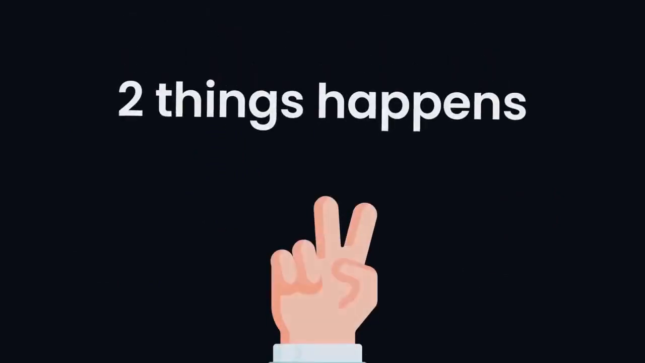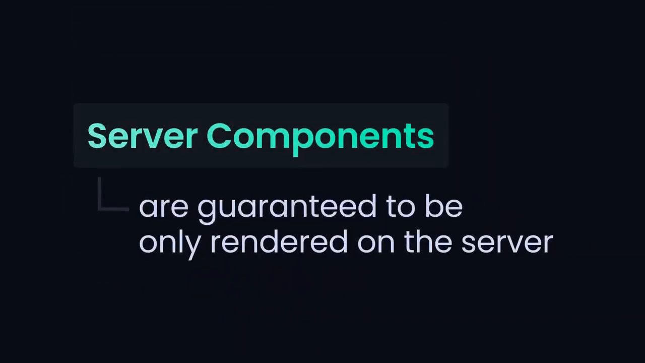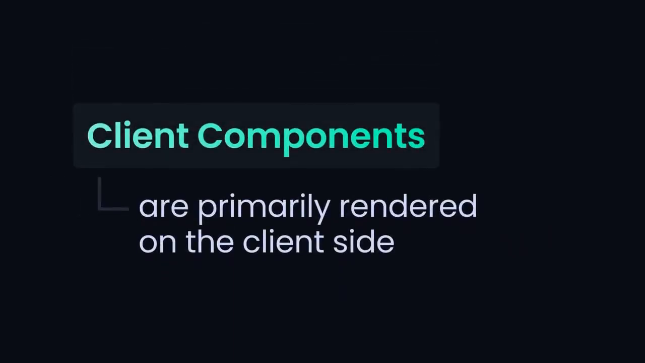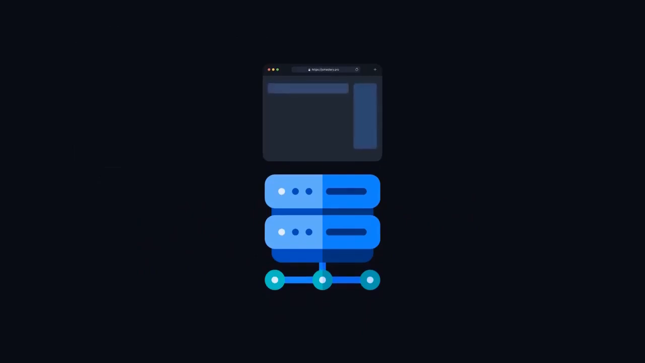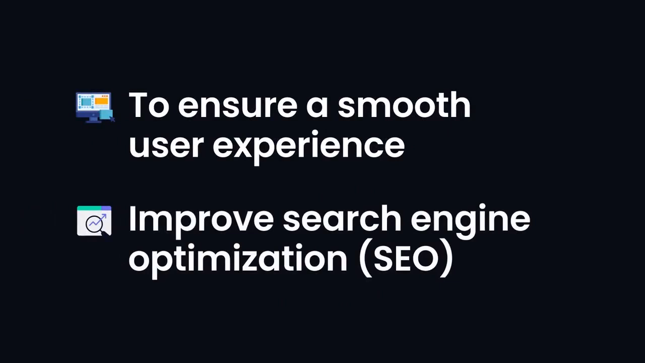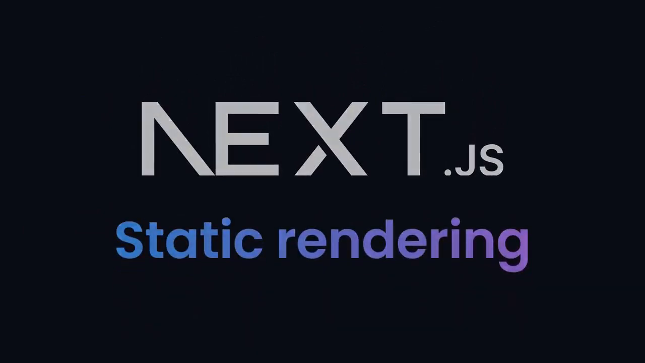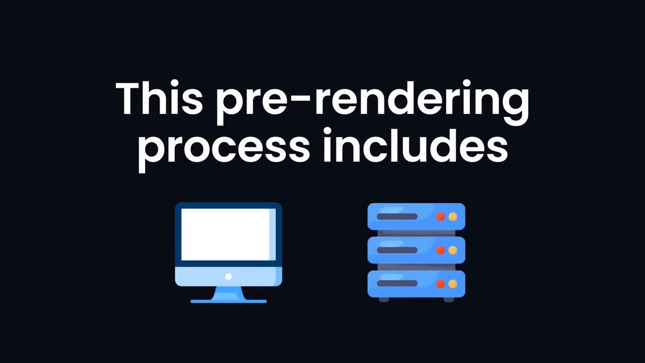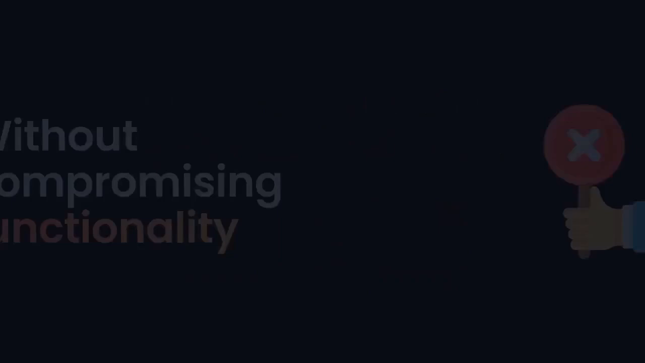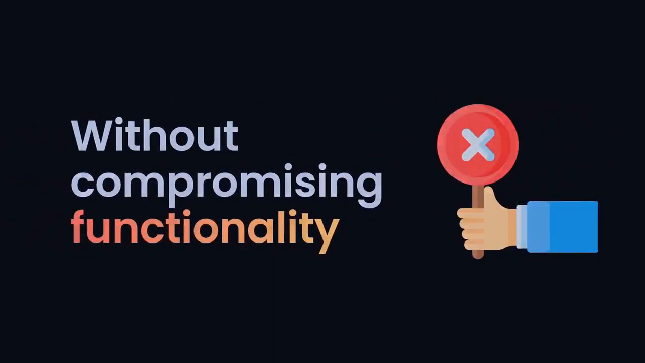So basically two things happen. Server components are guaranteed to be only rendered on the server. On the other hand, client components are primarily rendered on the client side. However, Next.js also pre-renders them on the server to ensure a smooth user experience and improve search engine optimization. Next.js, by default, performs static rendering, which means it pre-renders the necessary content on the server before sending it to the client. And this pre-rendering process includes server and client components that can be pre-rendered without compromising functionality.